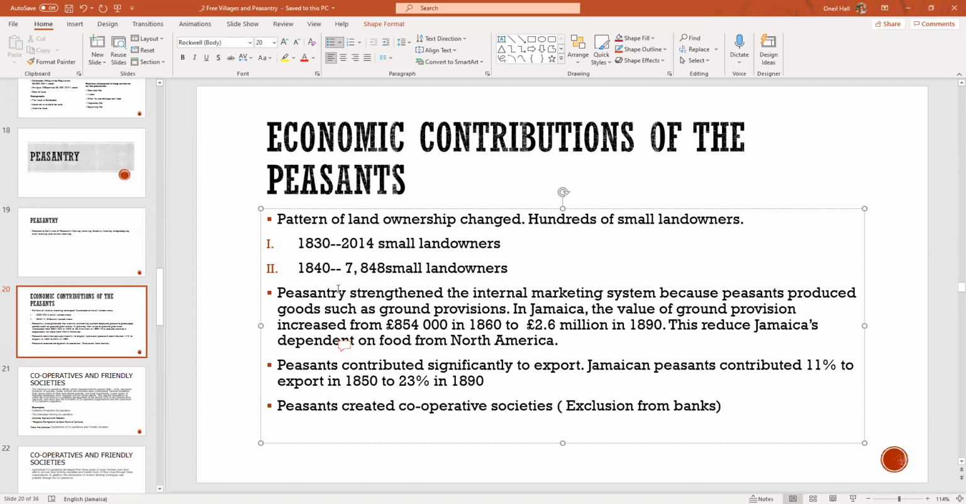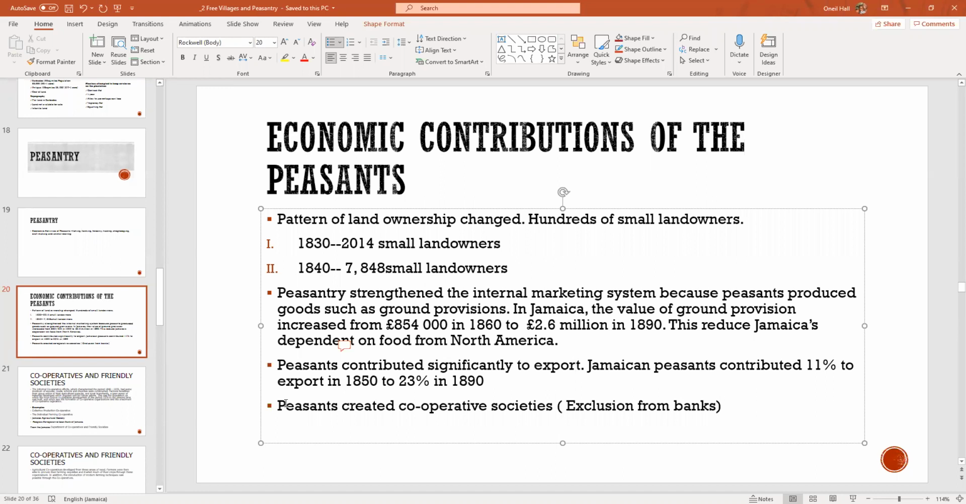Now, another economic contribution of the peasant was that they are going to form things like cooperative societies. Why? Because the banks like Barclays Bank, which is now NCB, and Scotia Bank, they told the peasants that they could not use the banks. So the peasants had to start up their own banking system.